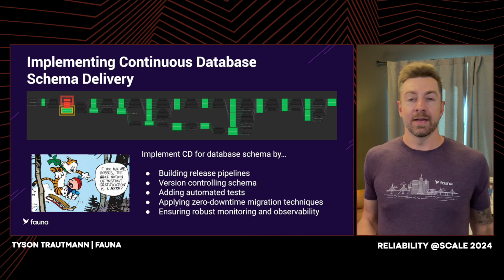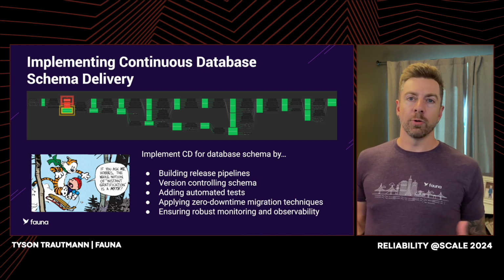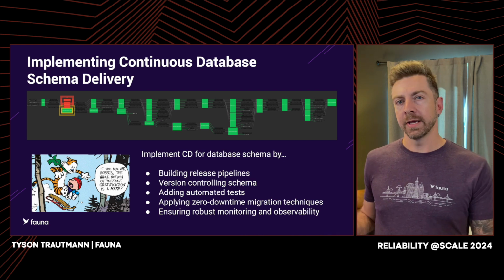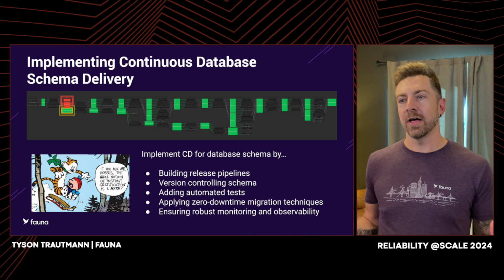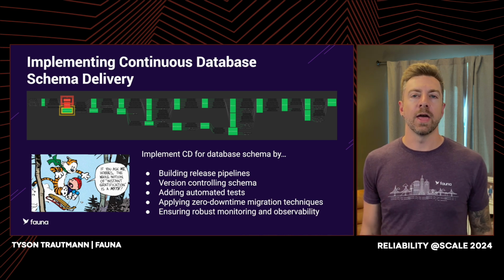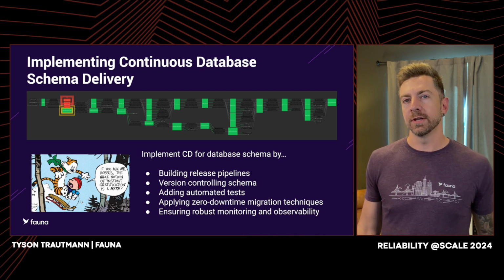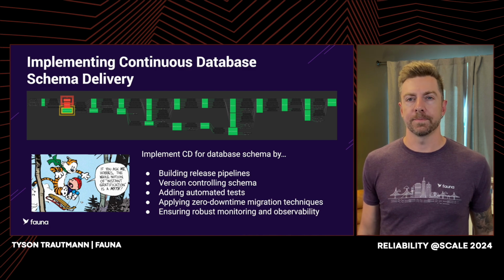And then finally, and critically, make sure that you have a robust suite of monitoring and observability in production, including things like canary tests validating core scenarios in production, so that if your schema causes an issue, you can detect it and take action accordingly.